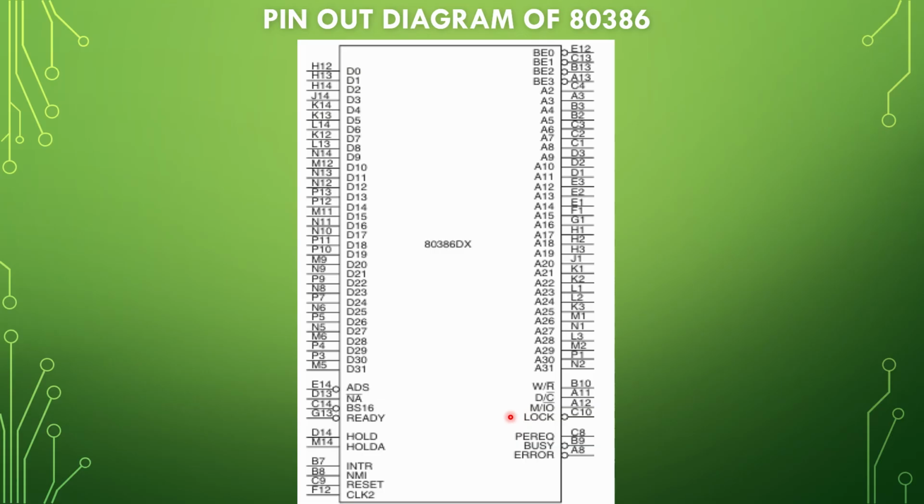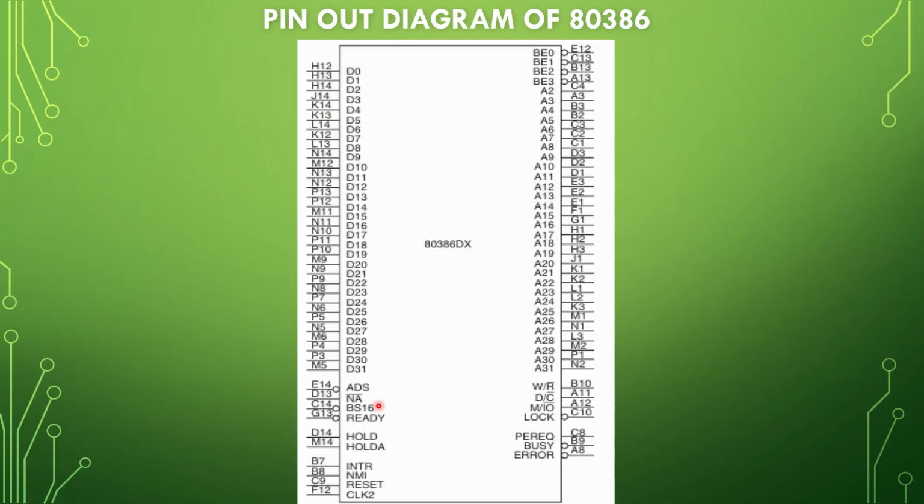Now comes the lock signal. So what is the lock signal? We know that we have bus control signals here. Whenever there is any particular data access on the bus, it prevents the bus access by other devices. Now the next signal is ADS, the address data strobe, which indicates a valid address is there on the bus.